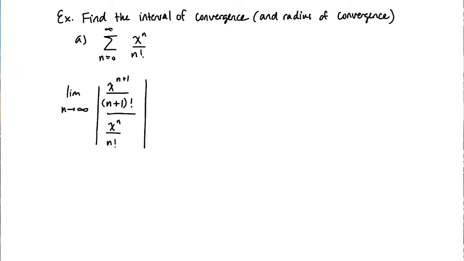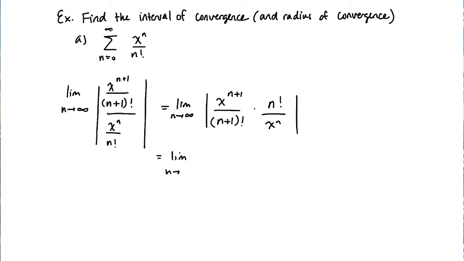We can simplify that to being the limit as n goes to infinity of x to the n plus 1 over n plus 1 factorial times n factorial over x to the n. Still got the absolute value bars. And then this simplifies. Our factorials will simplify to give us an n plus 1 in the denominator.